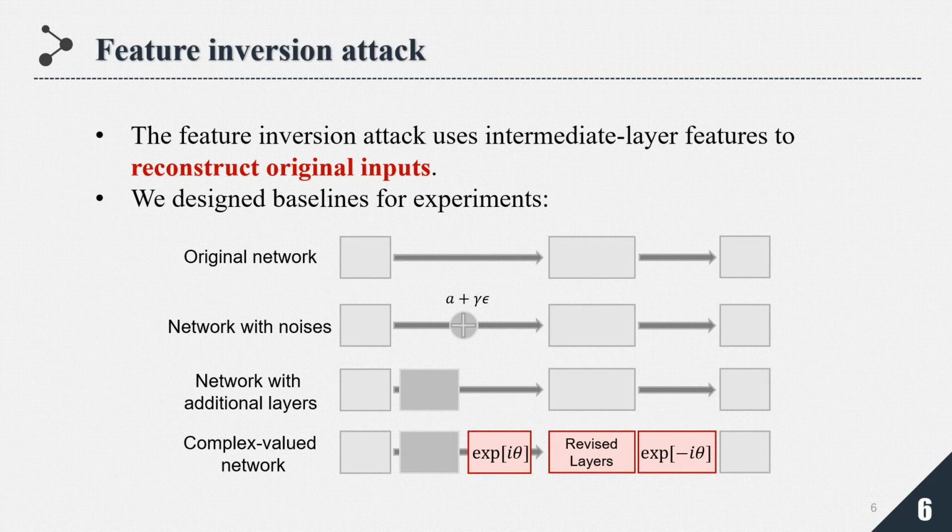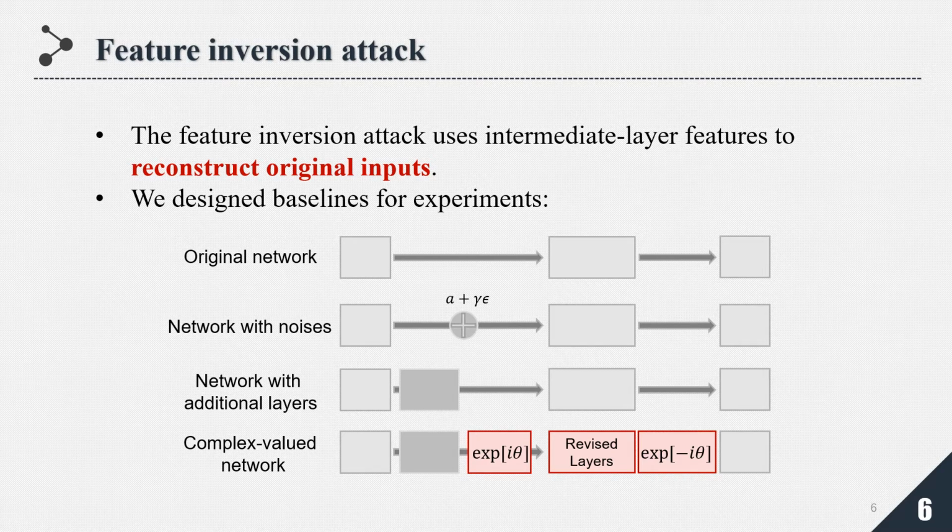In experiments, we designed two types of attacks to test our method. First, we used intermediate layer features to reconstruct the original input, that is, the feature inversion attack. Besides the complex-valued neural network, we designed the following three baselines for comparison. Note that we also divided the baseline neural network into the encoder module, the processing module, and the decoder module, which was the same as the complex-valued neural network.